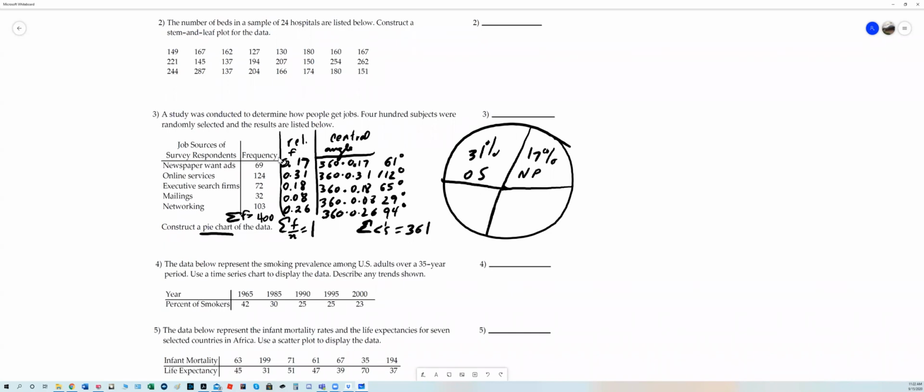Again, if I had a protractor, it would be nicer. So 18% here, and this would represent executive search firms. The next one is 29 degrees. So that's not that much. And that would be like 8%. You don't have to do this. I'm happy if you just do the chart. That's mailings. And the remaining one will be 26% or 25%, something like that. You might want to make an adjustment on one of them. Whatever, we'll leave it like that, networking.